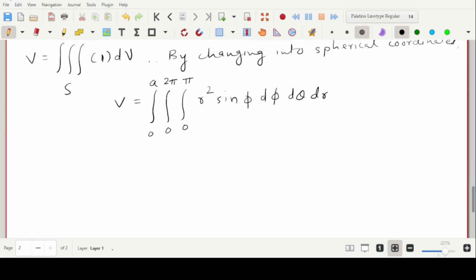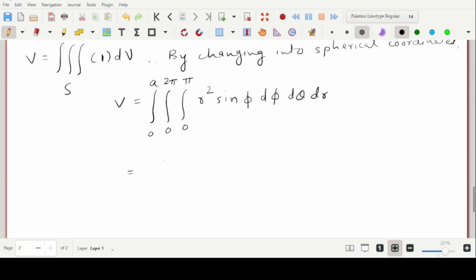Alright. So finding out the volume is a specific case. Even if there is some other function over here instead of 1, but we are trying to integrate over a spherical region, then it is always advisable to change into spherical coordinates. Okay, so now r square is constant with respect to phi. We are first integrating with respect to phi.